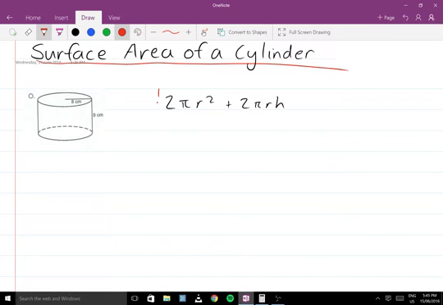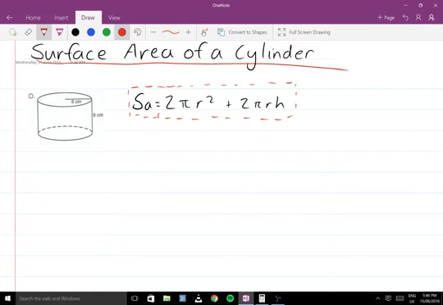Okay, so here you've got the formula for finding out the surface area of a cylinder. And our job is just to find the right numbers to plug into that formula. And we'll find that the surface area, or SA, of any cylinder equals 2 times pi times the radius squared plus 2 times pi times the radius times the height. Okay, so your first thing is to find the radius and the height.